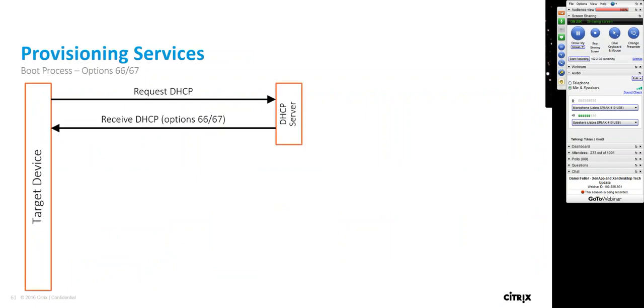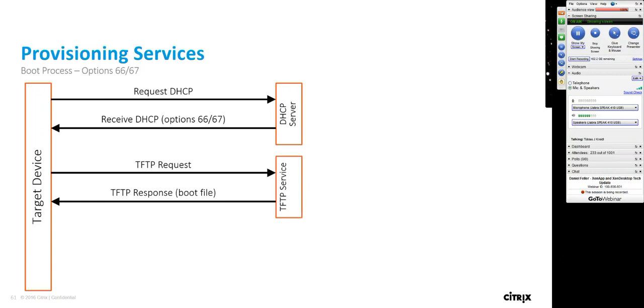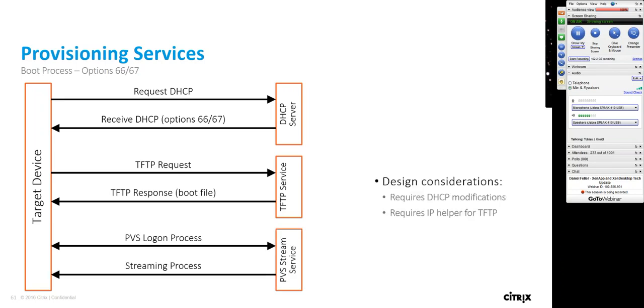So there have been a lot of changes to MCS, but there have also been some changes on Provisioning Services. Those of us who use PVS are familiar with how PVS boots. You make a DHCP request. The DHCP server sends you back your IP address plus options 66 and 67, which tell you here's your TFTP server and your boot file. Then your target device goes out to TFTP, requests the boot file, it responds with the boot file, and then you go ahead and start the PVS logon process.